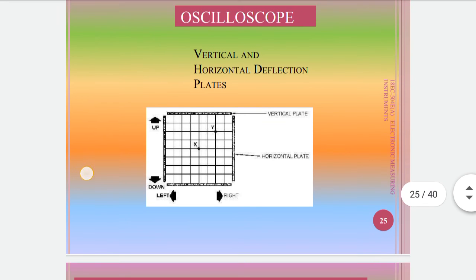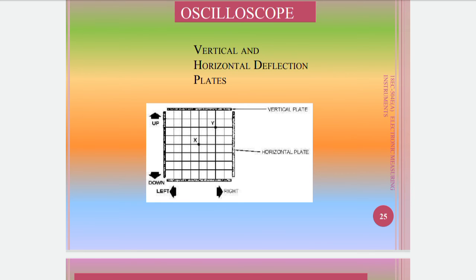So horizontal and vertical deflection plates, this is the symbol in the CRO. Vertical deflection plates are mounted horizontally and horizontal deflection plates are mounted vertically. That is, horizontal deflection plates move the signal left and right, and vertical deflection plates are used to move the spot or signal up and down.